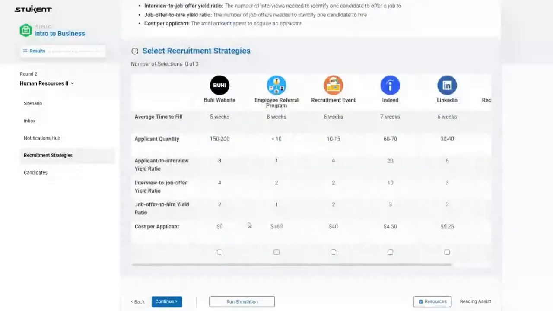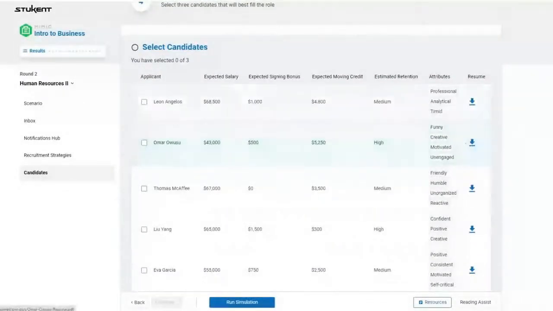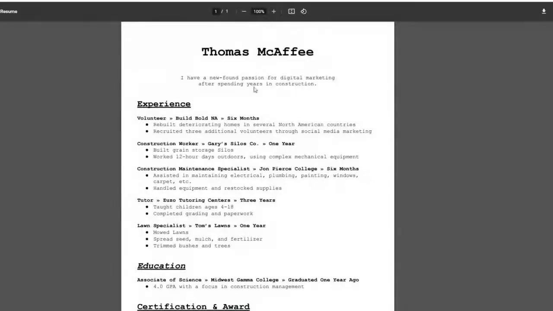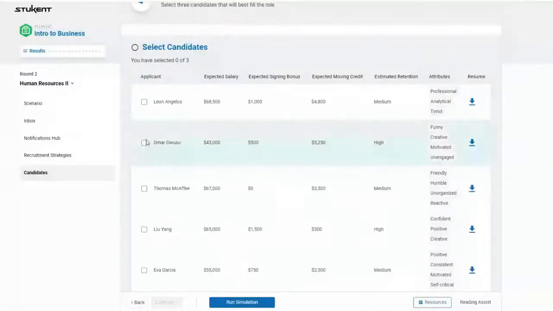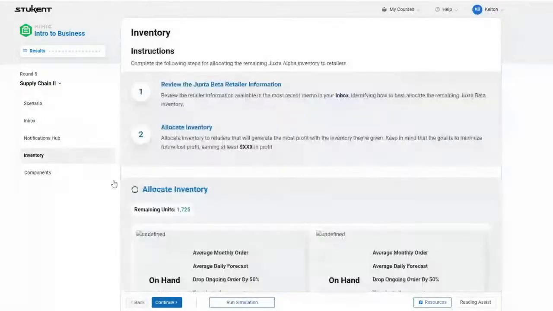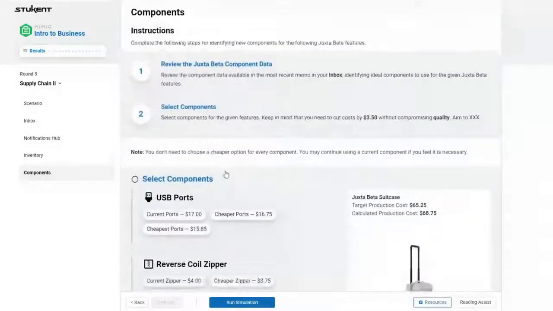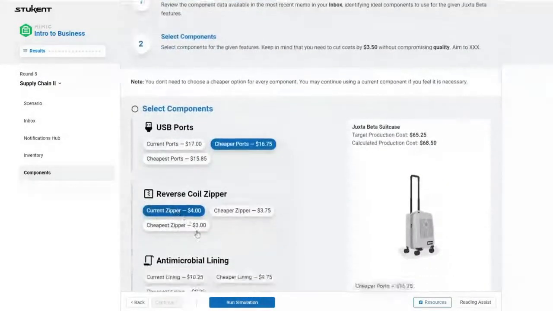Here, your students will be able to choose recruitment strategies, and from the strategies that they choose, they'll be able to get a list of candidates. They'll be able to download the resumes, review those, and select the individuals that they're going to hire for the company. In the supply chain rounds, your students will gain experience with inventory amounts, as well as selecting components for a new product.